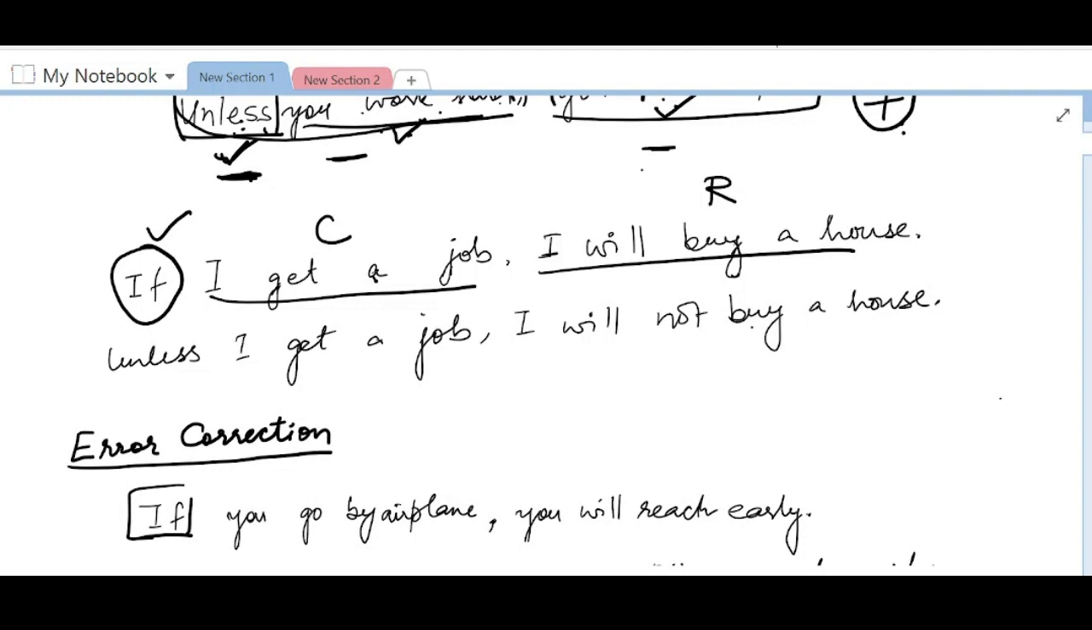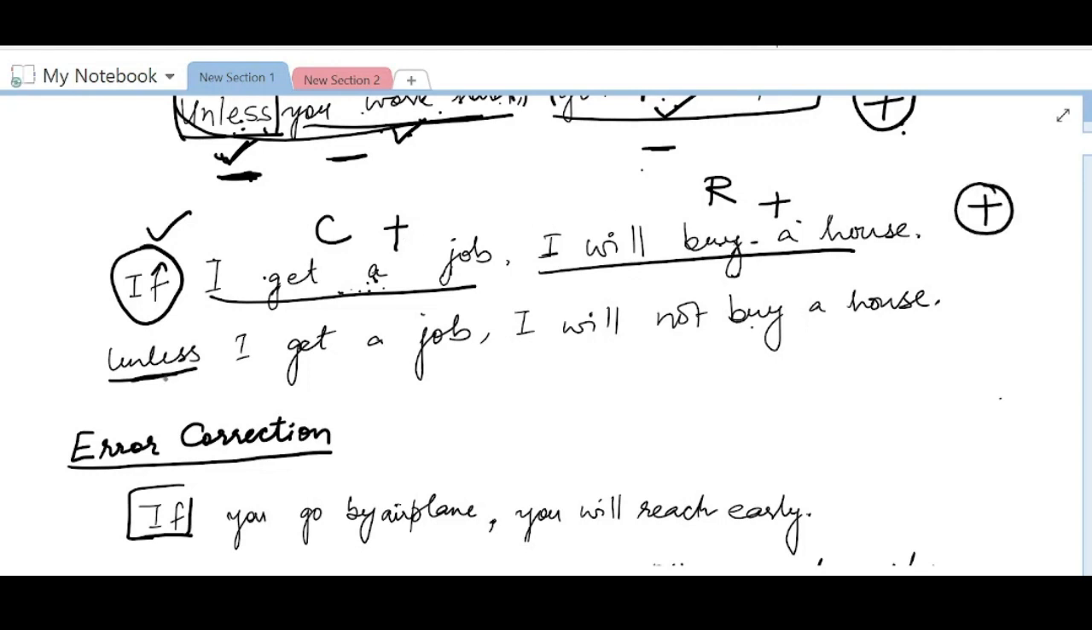Have you understood the format of a conditional sentence? So this is the format: conditional word, condition, and result. Understood? Now, what is the condition? The condition is getting a job. And then what will be the result? Obviously, if I get a job, I will buy a house. Now, you are supposed to replace if with unless. If you see this sentence, if I get a job is positive, I will buy a house is positive. So plus plus plus. Understood?